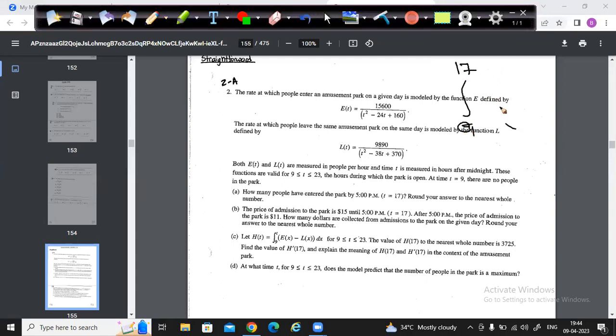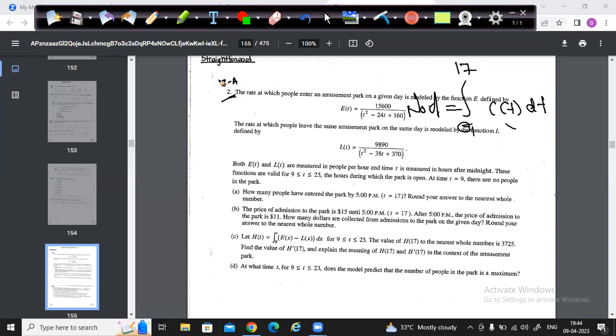Integral of 9 to 17 E of t dt will give me the total number of people that have entered the park. Use your calculator, you'll get the answer. It is a calculator based question only. Question number 2 generally is a calculator based question only.